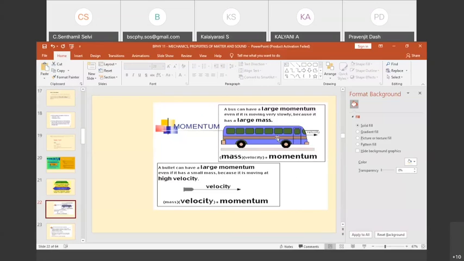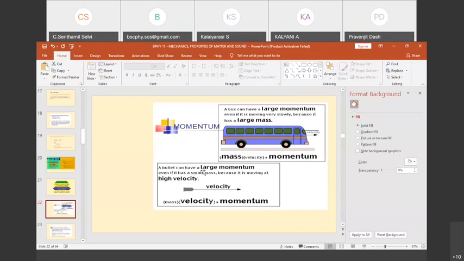We are comparing the bus and the bullet. The bus has a heavier mass. You know the formula for momentum: P is equal to mass into velocity, M into V. Even if the bus is moving slowly, we can say its momentum is large because it has a high mass value.